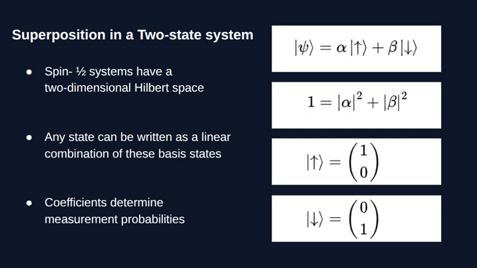A simple example of superposition appears in a spin 1/2 system. The Hilbert space for spin 1/2 is two-dimensional, meaning there are two basis states, spin up and spin down, along a chosen axis. Any quantum state can be written as a linear combination of these two basis states. The coefficients in that combination determine the probabilities of measuring each outcome, and they must satisfy the normalization condition so that the total probability equals 1.